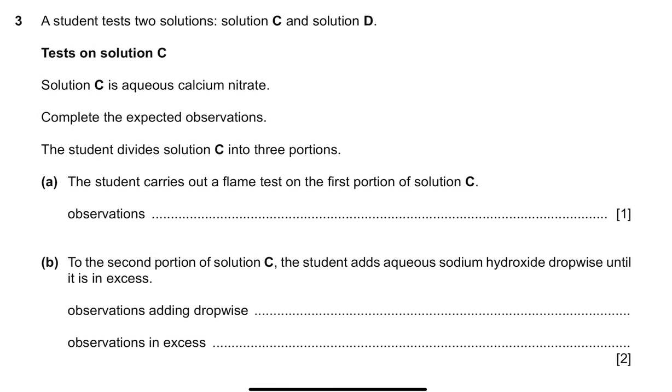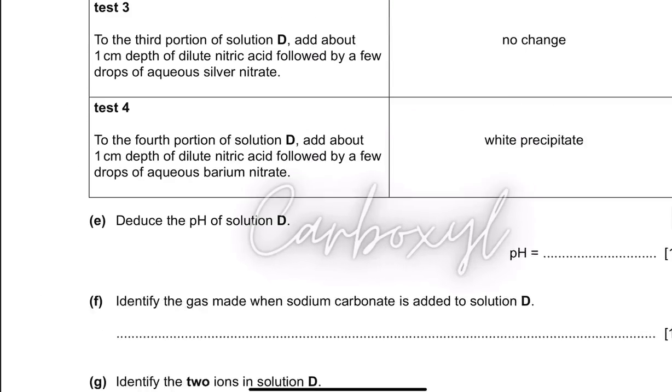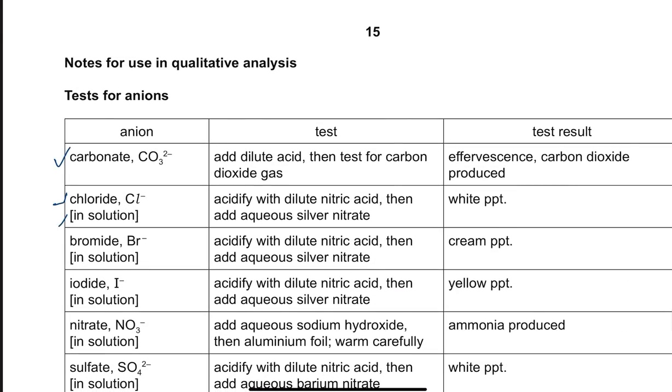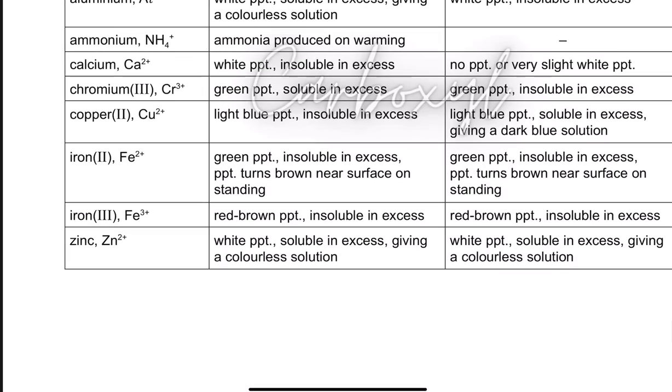A student tests two solutions, solution C and solution D. Test on solution C. Solution C is aqueous calcium nitrate. My God, the easiest topic. Aqueous calcium nitrate means you have calcium 2+ ions and you have NO3- ions. All the tests are available right here. Look at this beauty. All the tests would have been given in your paper right here. You just have to identify the ions, the anion, the cation, and write their tests.